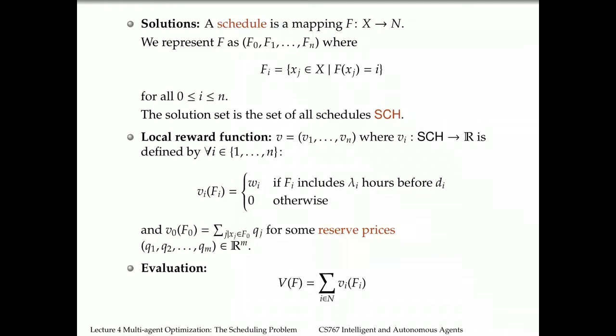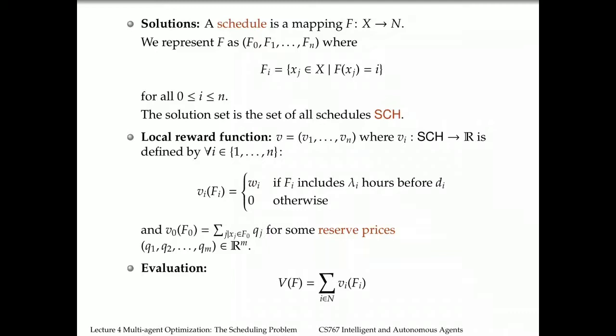So, what is the solution? The solution will be a schedule, which is a map from time slots to agents. And it can be represented by this tuple of sets F0, F1 to Fn, where Fi consists of the set of time slots that are given to the ith agent, right? The total solution set is SCH.